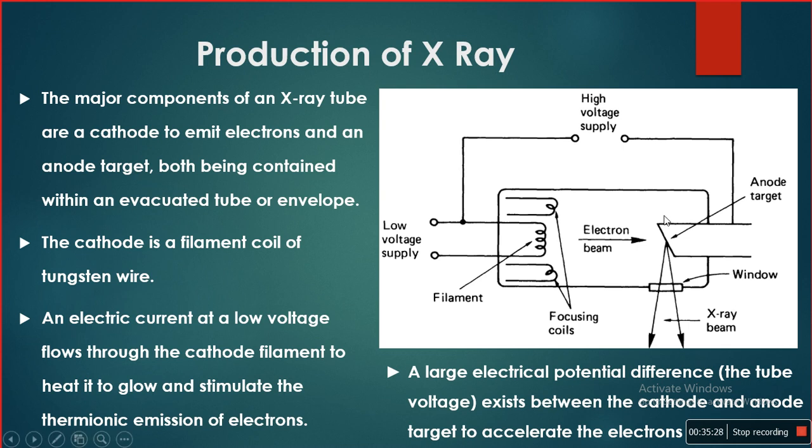So this is the overall construction of the X-ray tube. Cathode at one end, anode at the other end, and an electron beam is transmitted from the cathode and bombarded on the anode. These focusing coils act as an electromagnetic lens. This overall assembly is placed inside the evacuated tube.